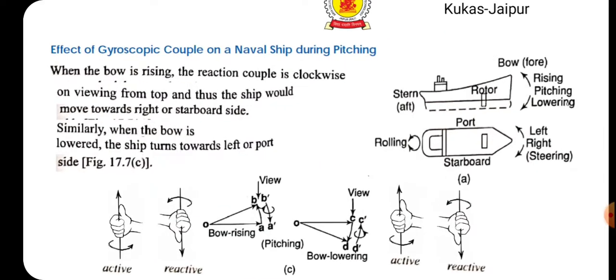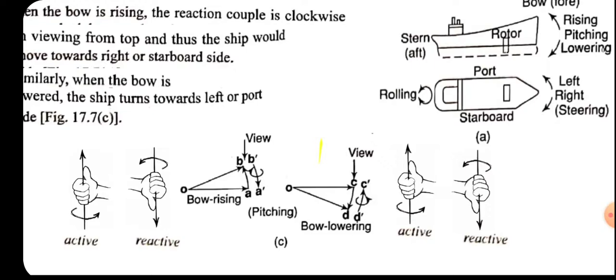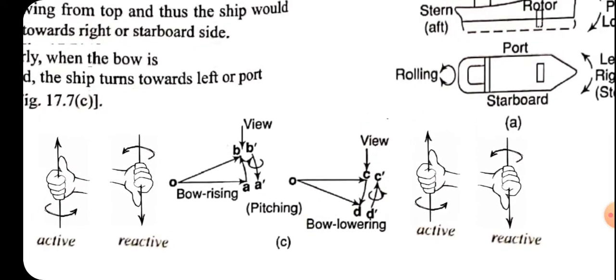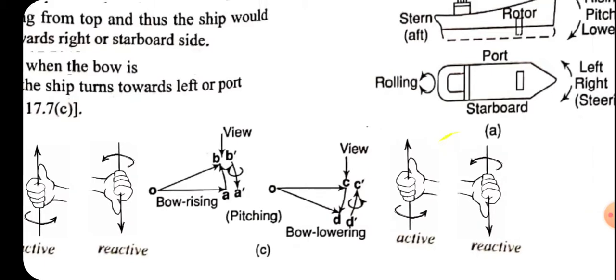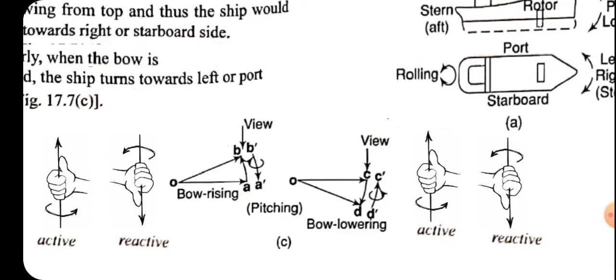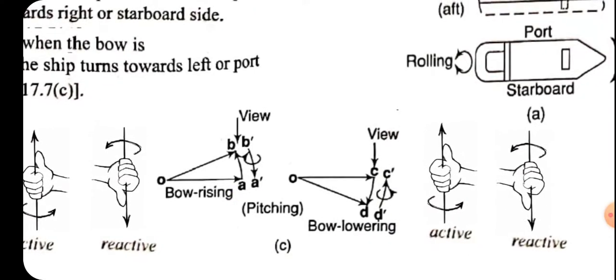Okay, now what will happen during pitching? Okay, this is when it is pitching. So when the bow is rising, then what will happen? The reactive couple will be from B dash to A dash. So if you see the right hand rule of your reactive couple, then if you see from the top, the ship would move towards right, or we can say starboard side.